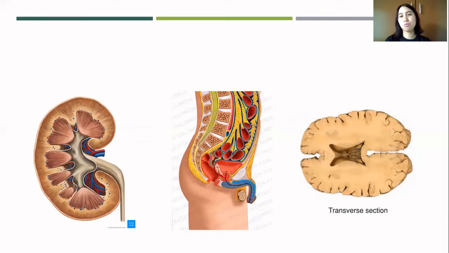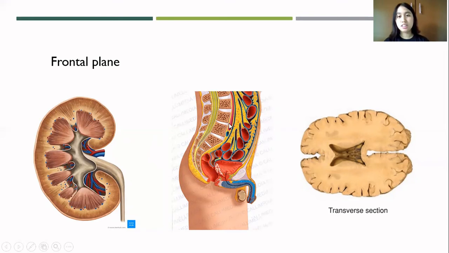Now let me give you a quick quiz, or a quick review. See this kidney right here? What do you think this type of plane would lay on? If your answer is frontal, then you're correct, because this shows the kidney as it is facing, and it is divided so that it is in the front. So we have the posterior and the anterior.